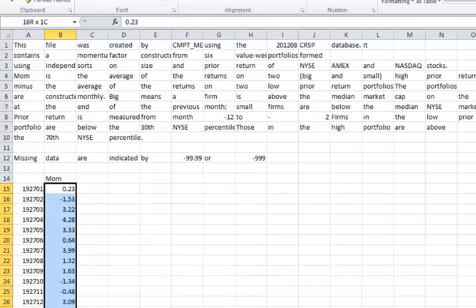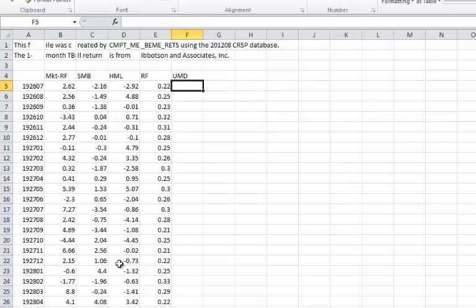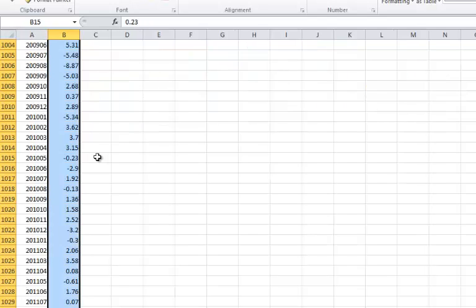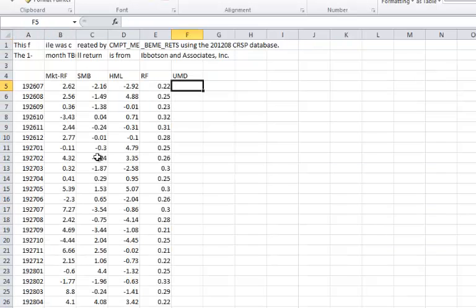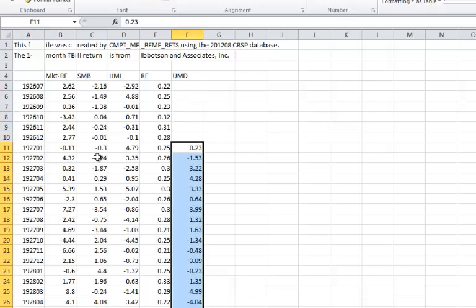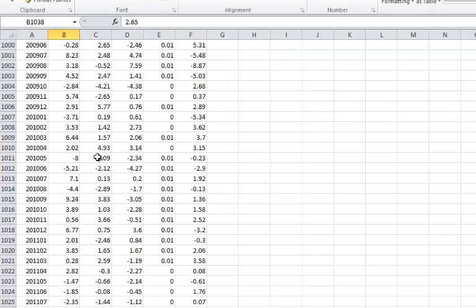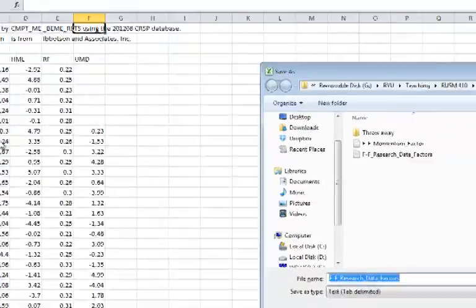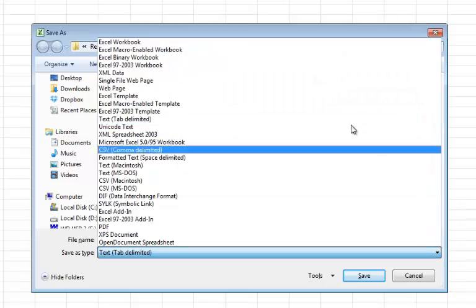So notice here's the momentum factor, but it starts January 1st of 1927. So we need to just match that up. So January 1st of 1927, we can put it right there and make sure that it goes down to the end, and it does. So okay, if I were you, I would then save this as an Excel file.